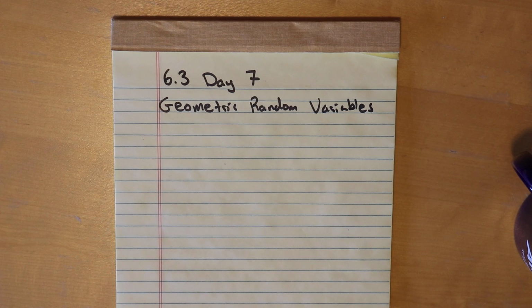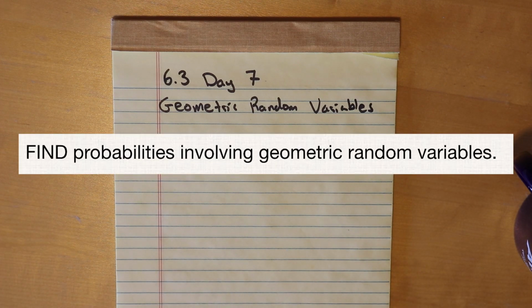We're going to skip day 6 in your rubric for those that are following along on the Google Classroom. We're going to skip the 6.3 day 6. It's not going to be assessed. So we're going to skip to day 7. This is about geometric random variables. Our goal for this lesson is to find probabilities involving geometric random variables. So it's fairly straightforward. We'll do a few examples.